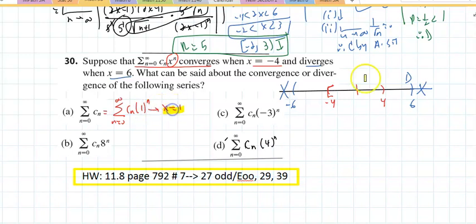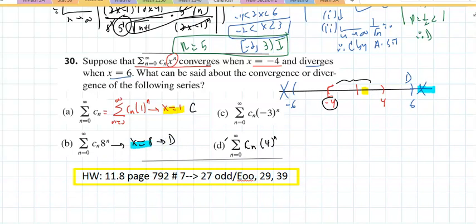Where is x equal 1? X equal 1 is right there. If negative 4 converges, that means anything in there will converge. B. Isn't x equal 8? Isn't 8 to the right? If 6 converged or diverged, automatically this is going to diverge.